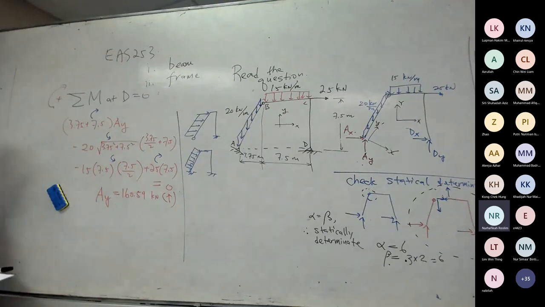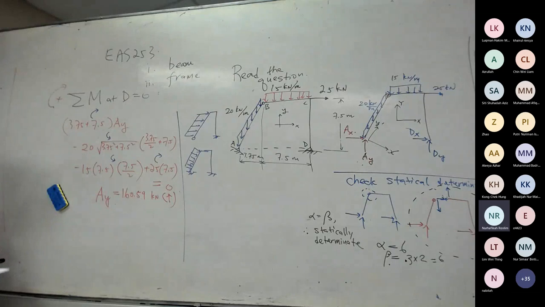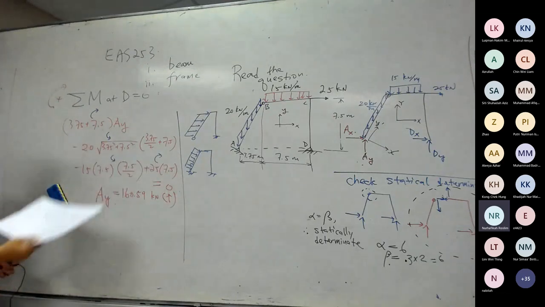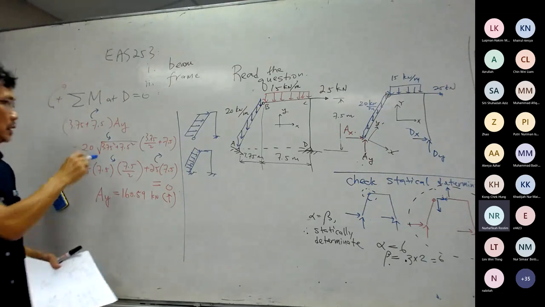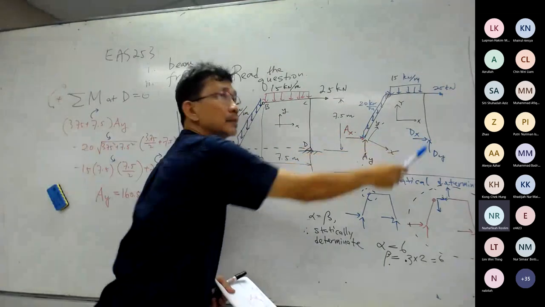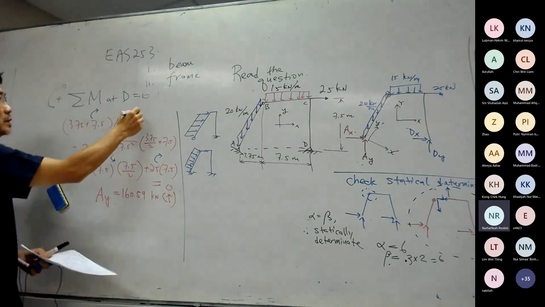So normally class, I think a mistake is made when we consider distributed load. For point load, I think normally students do not have much problem. Only distributed load. So for distributed load, in the moment equilibrium equation, you must have force multiplied with perpendicular distance. Force multiplied with perpendicular distance to the point where you want to take moment. Okay, so these terms here are the moment caused by this. Moment caused by this at point D. So how do we get this? You have to consider this.